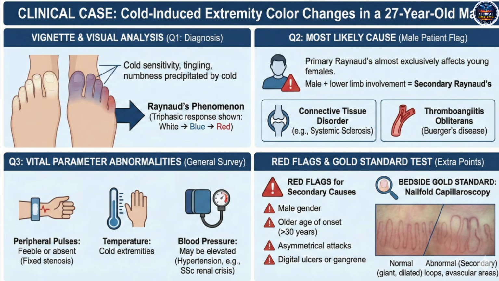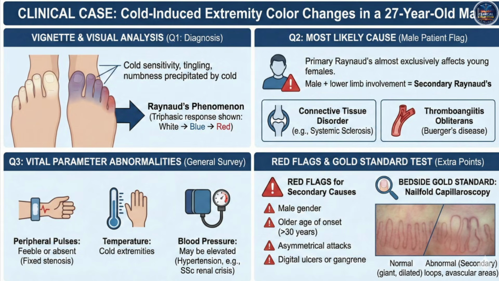Now the temperature: the affected extremities will be cold to palpation, and the blood pressure may be elevated, that means hypertension. This is crucial if you suspect systemic sclerosis, as renal crisis causes malignant hypertension.